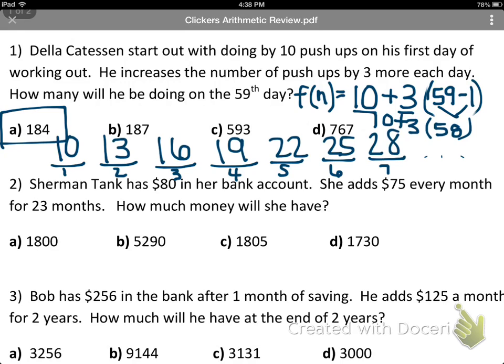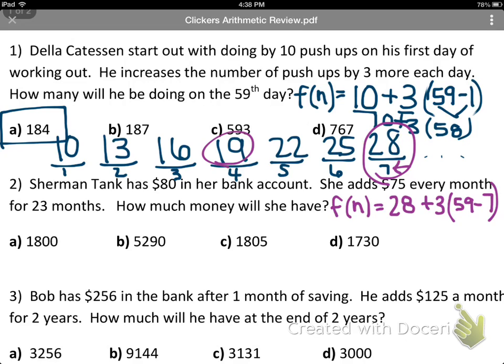There's another way you could have done this problem. So let's say you didn't want to use the first term. Let's say you wanted to use the 7th term. So if you use the 28 plus 3 and 59, you would be subtracting 7 instead of 1 here. But again, you're going to end up with 184 either way. And that'll work for any number. So if you put 19 here, that means that we're going to be subtracting 4. And so on. So if we put 22 here, we're going to be subtracting 5.